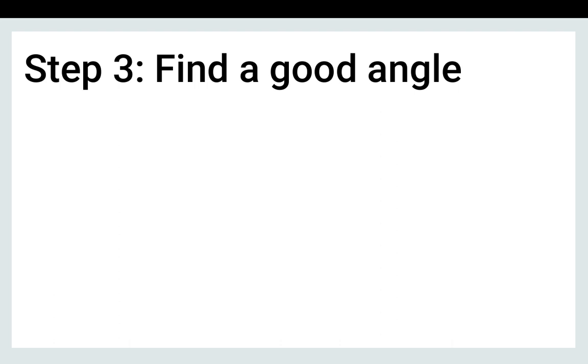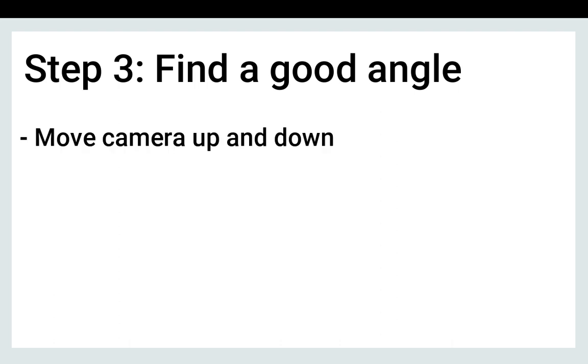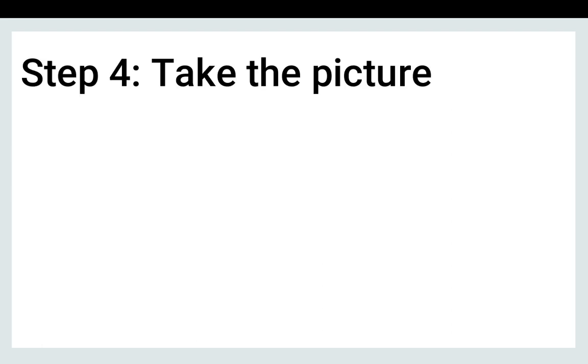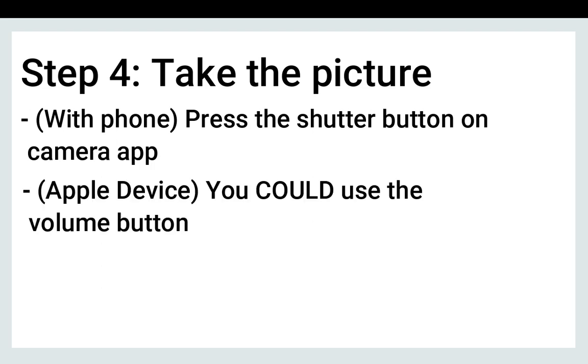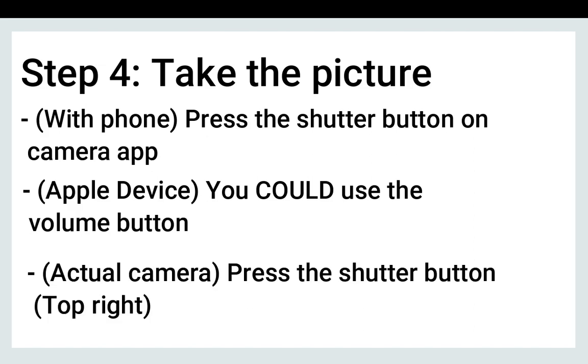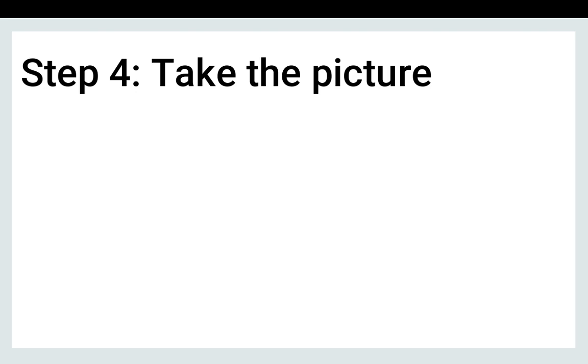You can do this by moving the phone up and down, rotating it into different positions. Step 4. Take the picture with the camera. If you're using a phone, press the shutter button, or on an Apple device, you could press the volume button to take the photo. If you are using an actual camera, you could also press the shutter button, normally at the top right of the camera.